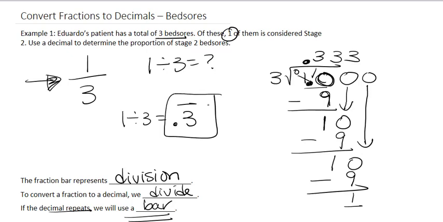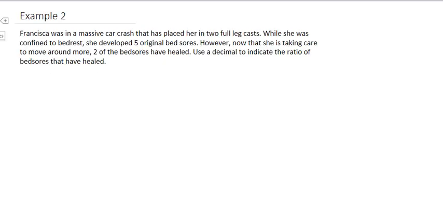So let's look at another example. Francisca was in a massive car crash that has placed her in 2 full leg casts. While she was confined to bed rest, she developed 5 original bed sores. However, now that she's taking care to move around more, 2 of the bed sores have healed. Use a decimal to indicate the ratio of bed sores that have healed.